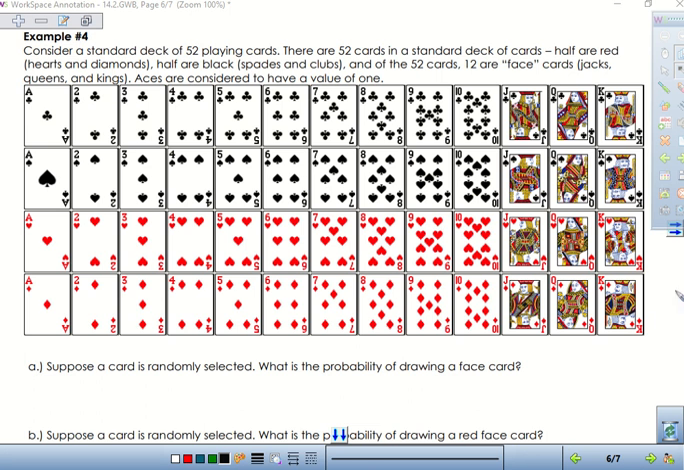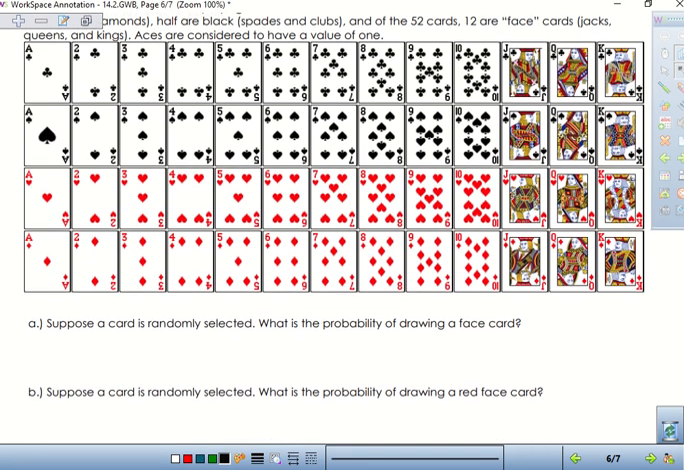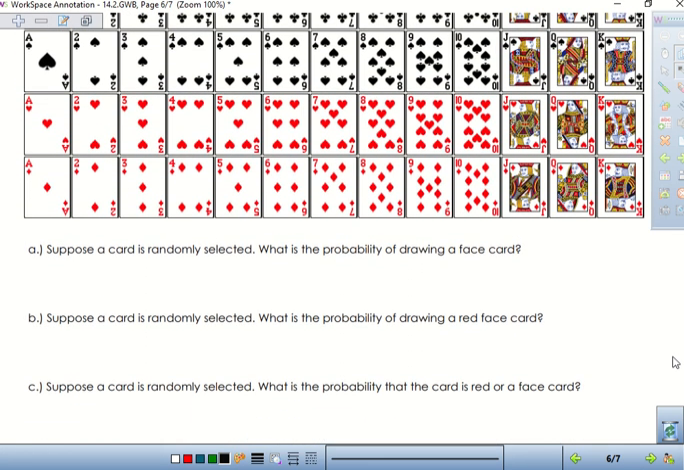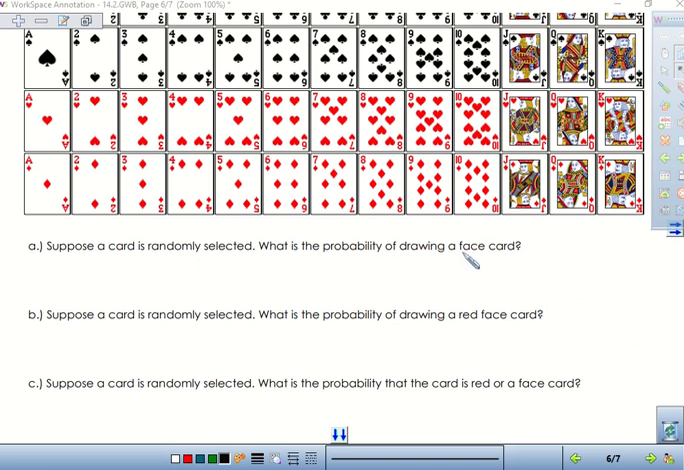All right. So suppose a card is randomly selected. What is the probability of drawing a face card? So how many face cards are there total? Out of the total, which is 52. Now keep in mind, if this was a multiple choice, I'd probably have reduced this fraction, so just be aware of that.